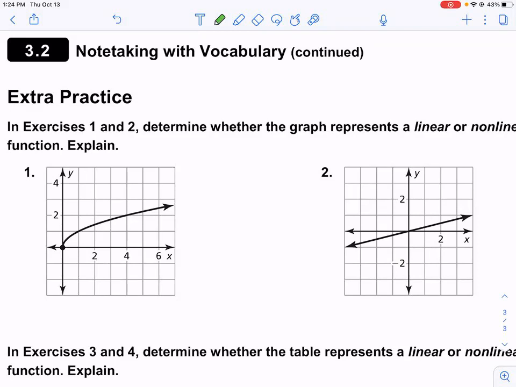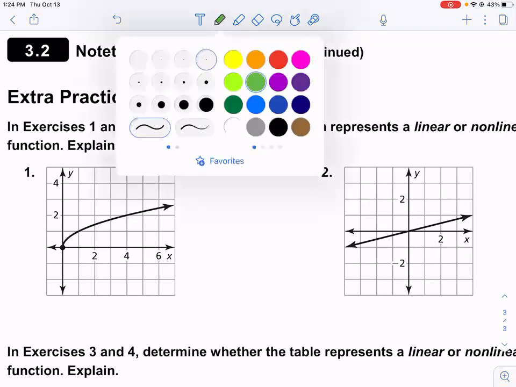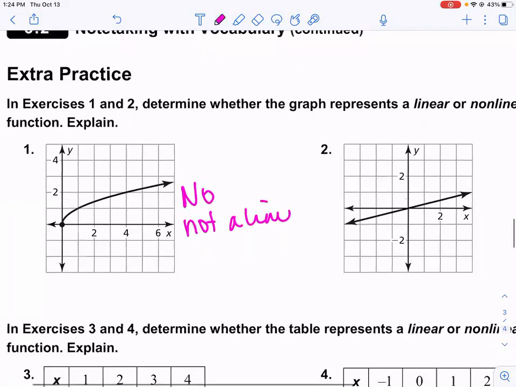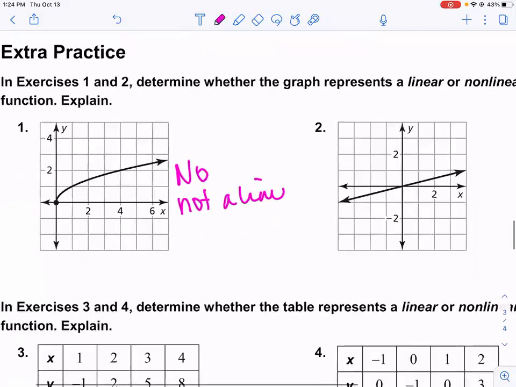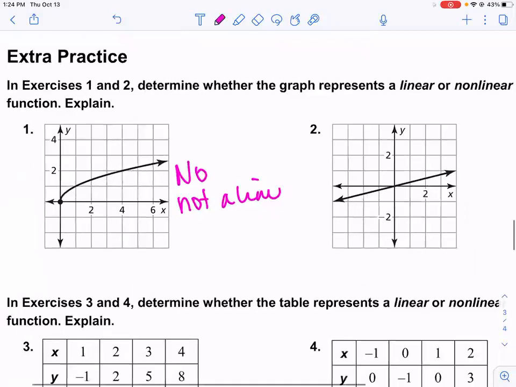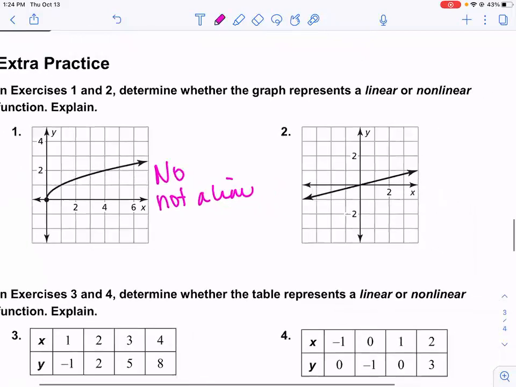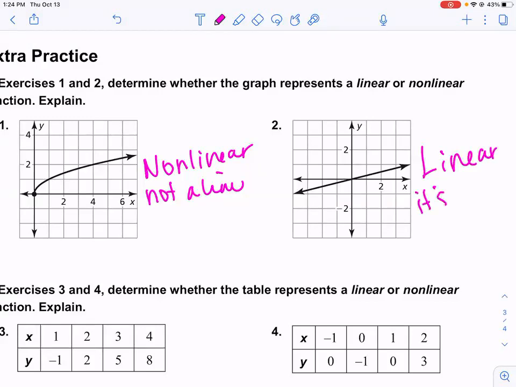Okay, Nirvan, is number 1 a linear function? Why not? Okay, it's not a line. Okay, number 2, Avery, linear or no? Linear. Okay, and how do we know? It's a line. Not the best explanation. It's a line.